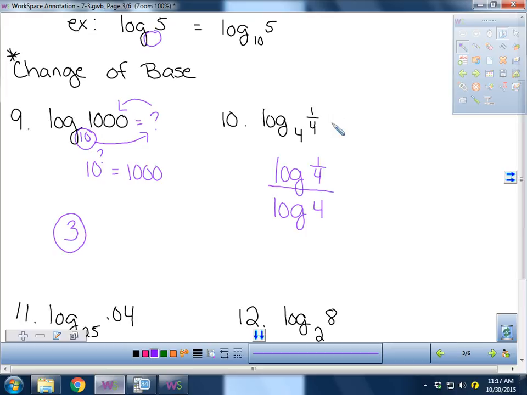Now remember, this is asking what this is equal to. If you changed it to exponential form, this would be 4 to the what power equals 1/4. Well, if you know the properties of exponents, a negative power would flip this 4 over 1 to make 1/4. So since the value of the 4 is not changing, this would have to be a -1.